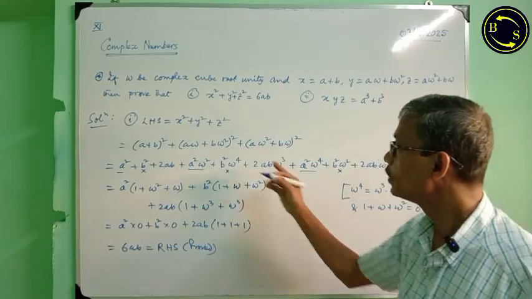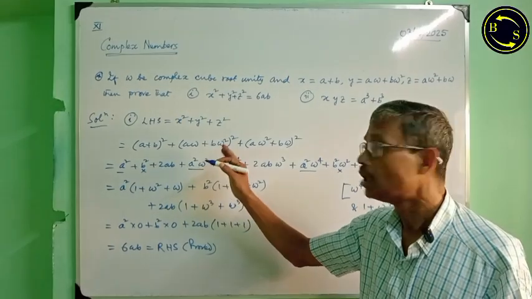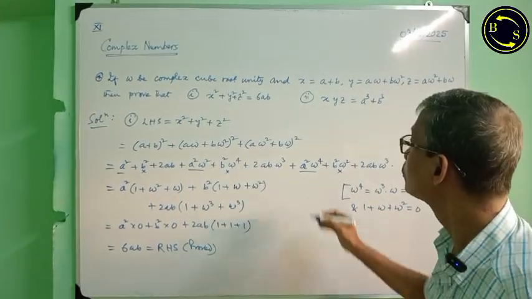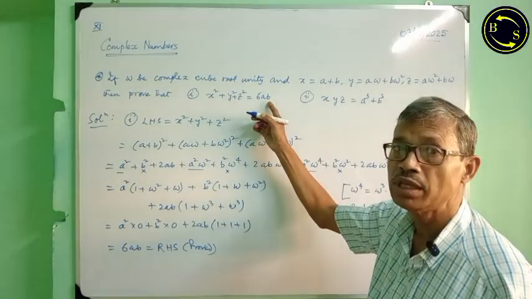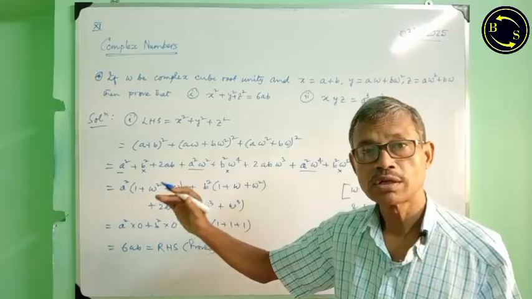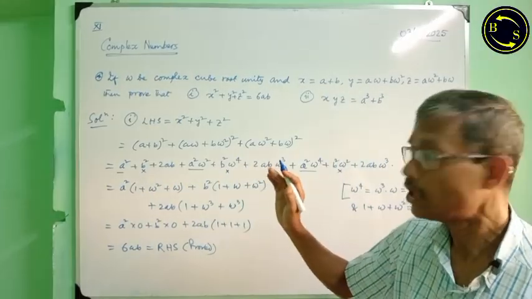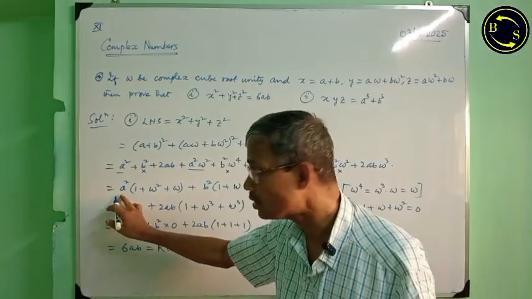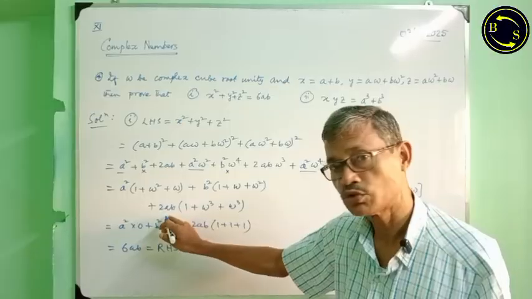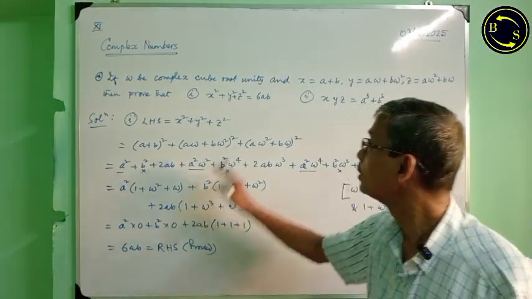In the first step, what have we done? We used the identity for a plus b whole square. Since we have to show 6ab, that means a square terms and b square terms will vanish. Keeping that in mind, I first took a square terms together, then b square terms together, then 2ab terms together. After simplification, we get the result 6ab, that is the RHS part.